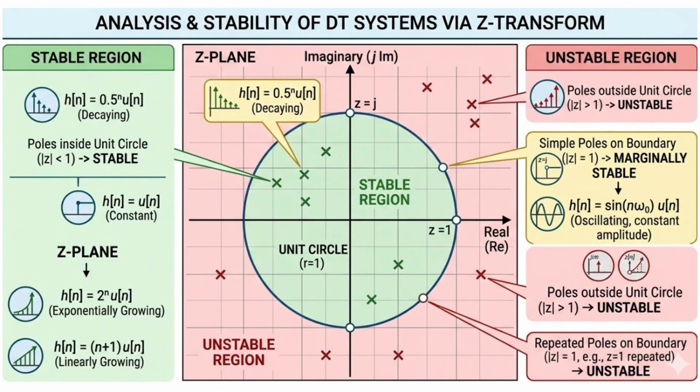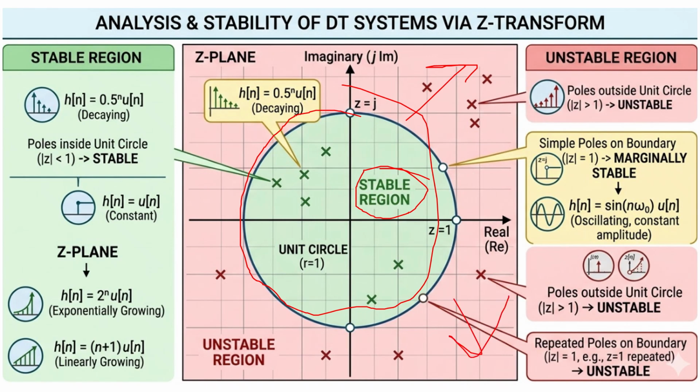Here is the region of convergence. This is the circle with modulus of z equal to 1. If your poles lie inside, the green color is showing a stable region. If poles are outside, here or here or here, that is called the unstable region. Find out for h(n) equal to this, here it is decaying. So if the modulus is less than 1 it is stable, and if it is greater than 1 it is unstable.